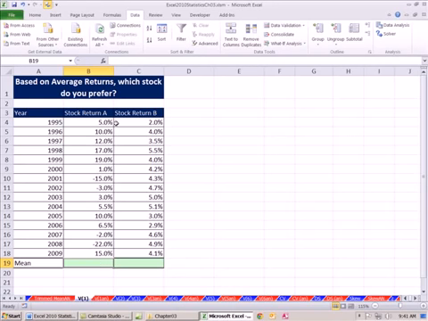We have stock A and stock B. So I'm going to calculate equals AVERAGE. Highlight that range there. Those are relative cell references, so I can Control-Enter and copy it over. Right, so we got our two. They're both, on average, from our past data, returning an average of 4.1% return per year. So which do you prefer, stock A or stock B?